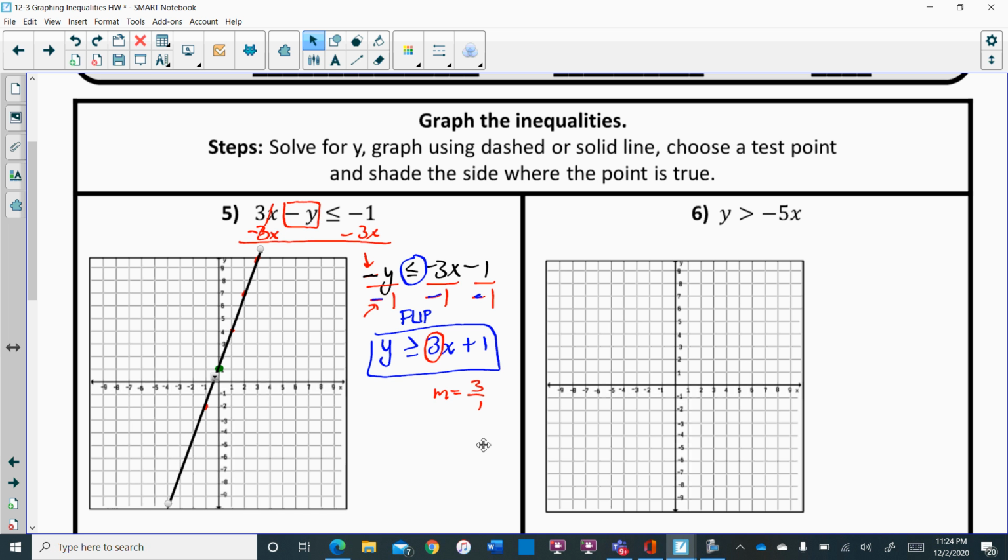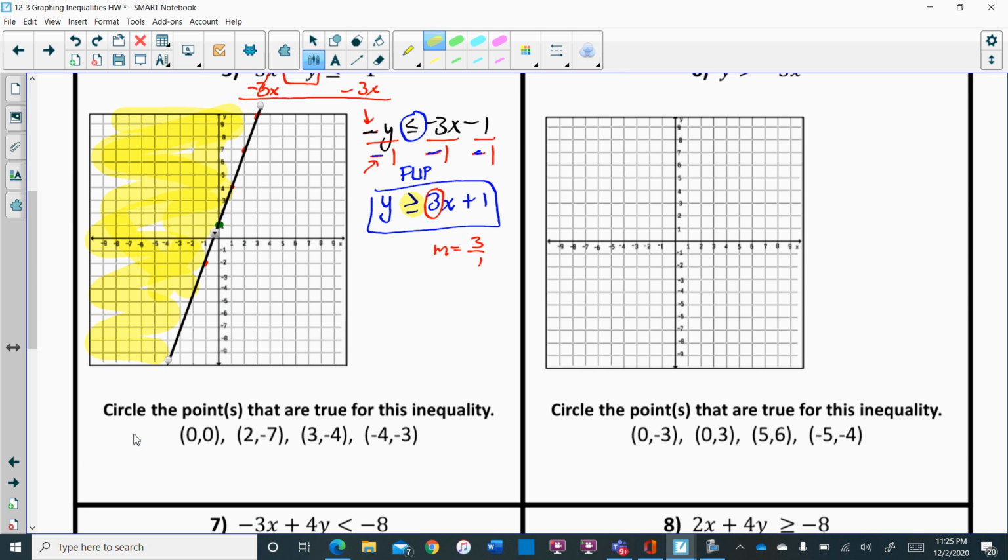There we go. And because it's greater than or equal to, because I'm looking at this symbol here, we're going to shade. Greater means you're going to shade above the line. So that means it's going to come over here. And then now you're just circling the points that are true for this inequality. It has to be in the shaded region for it to be true.